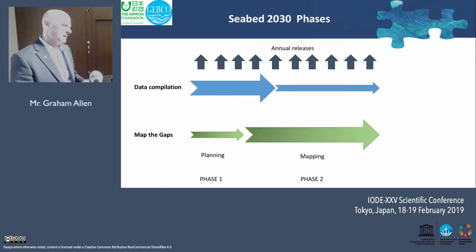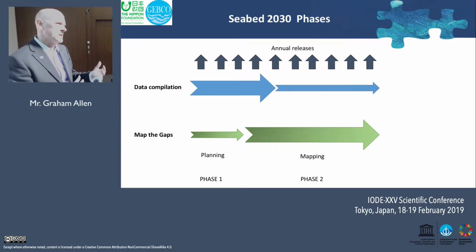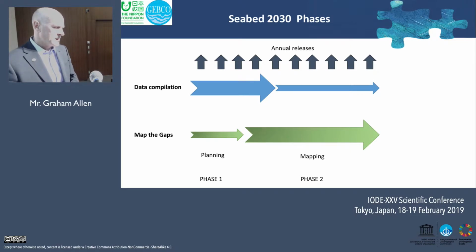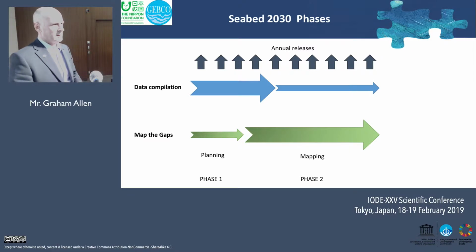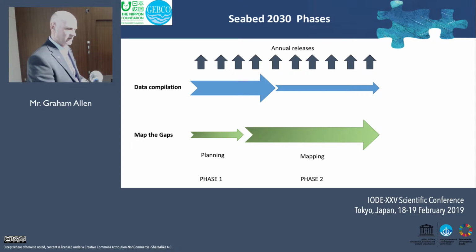And at the moment, we're still in the planning phase of map the gaps. But as the project moves forward, the effort will move more from the data compilation into mapping the gaps, and then we'll have a slightly different project. And the data compilation will become more BAU, business as usual. And there'll be annual releases of the GEBCO products. So up until now, release between the products has been 3 to 4 to 5 years. We're now moving on an annual release cycle as more data becomes available.